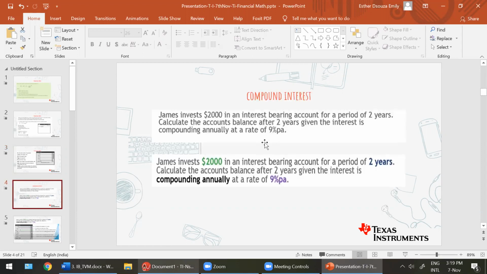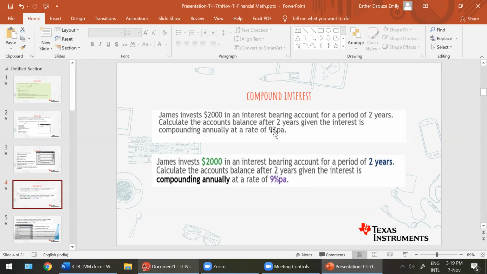So now students, let's look at another question of compounding, a simple compound interest question. Don't get confused. When I say simple compound interest questions, you might think it is simple interest too. So James invests $2,000 in an interest bearing account for a period of 2 years. Calculate the account's balance after 2 years, given the interest is compounded annually at a rate of 9% per annum.